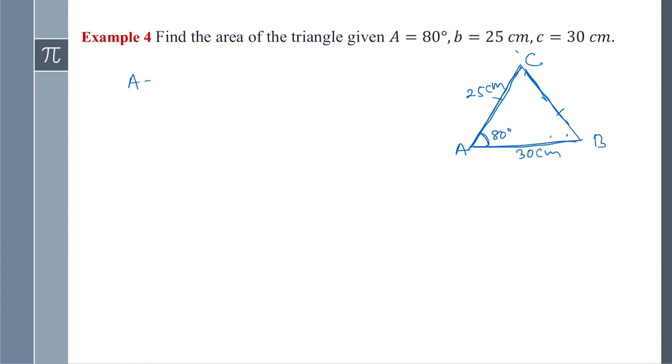So area equals 1/2 times one of the sides, which is 25, times the other side, which is 30, times sine of 80 degrees. And if we put the whole thing into the calculator, we get area is approximately 369.3, and the side is given in centimeters, so squared centimeters. So that's the area.